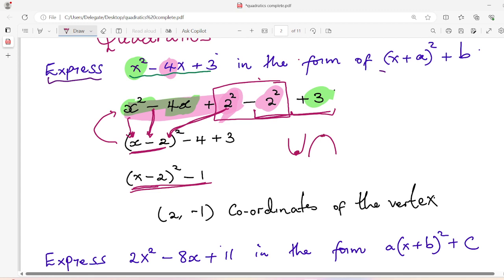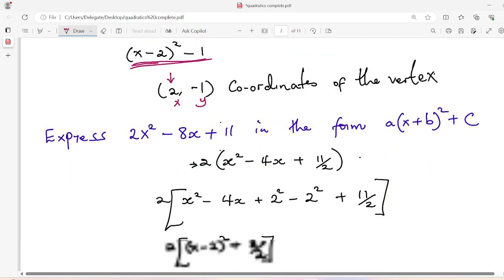So what you do, equate the bracket to 0. So x minus 2 equaling to 0, I end up getting 2. And then this here, the value is the y coordinate. So meaning this is my coordinate of the vertex. So this quadratic graph, you can easily get the coordinate of the vertex.